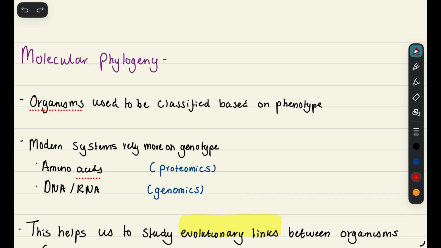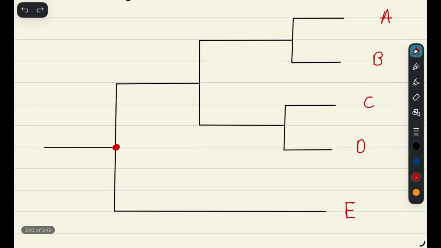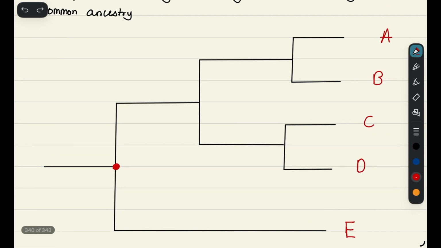So with molecular phylogeny, we're using that molecular side, the proteomics and genomics, and linking it to studying evolutionary links between organisms. And that specifically comes through common ancestry. So what you'll typically see, and they can do this in different formats, is a phylogenetic tree. Now, analyzing this tree is really important. So we've got 5 different species, A, B, C, D, and E, right?